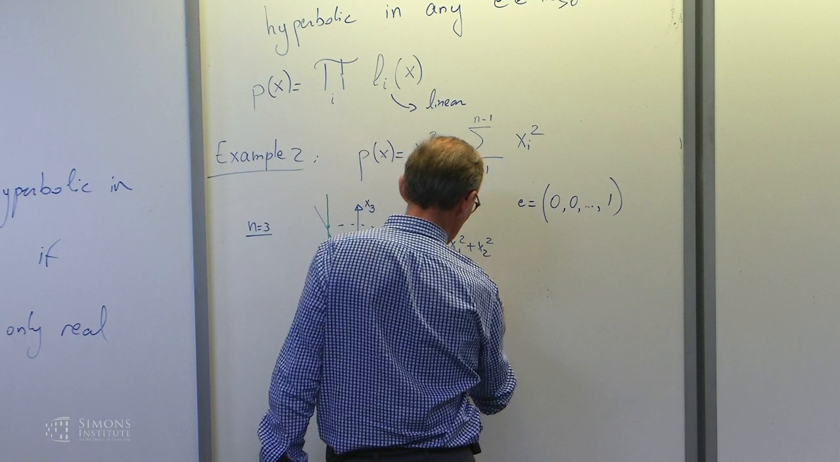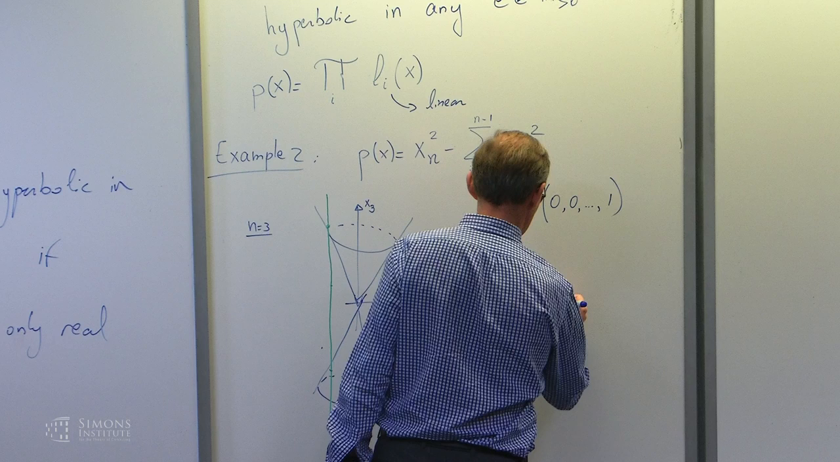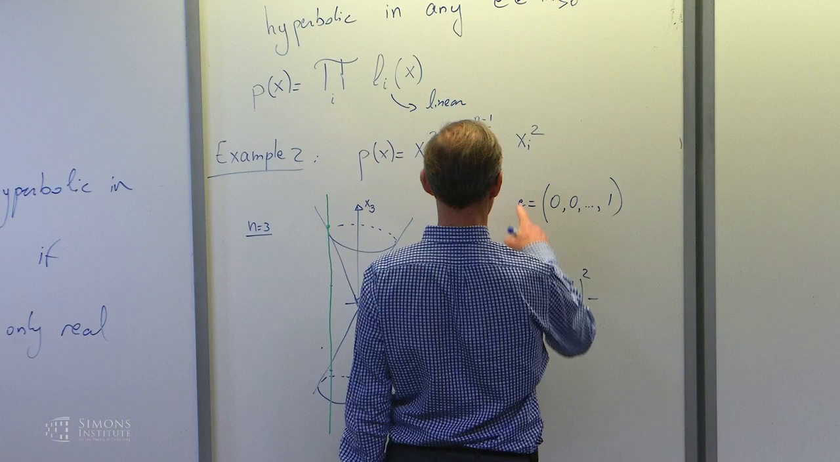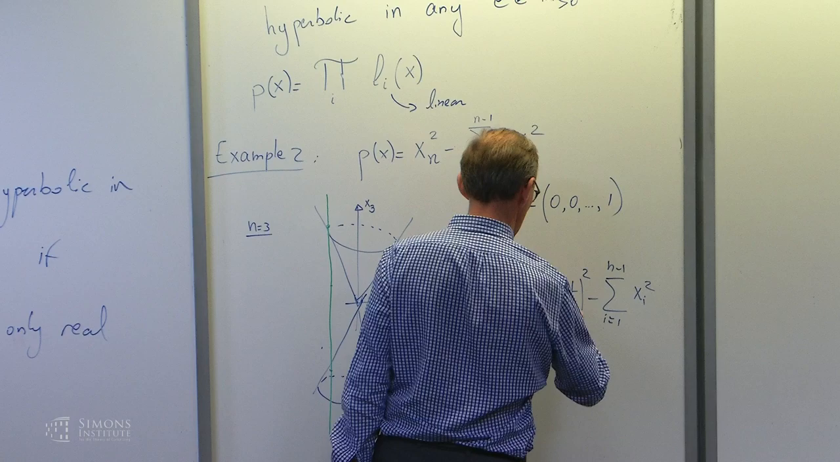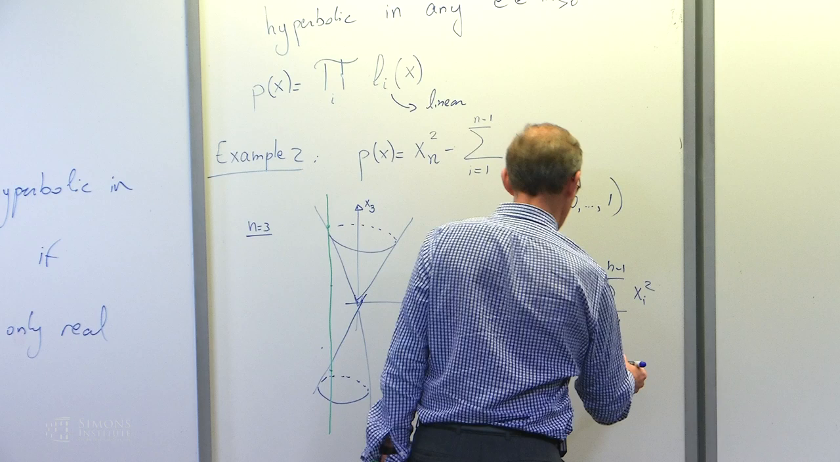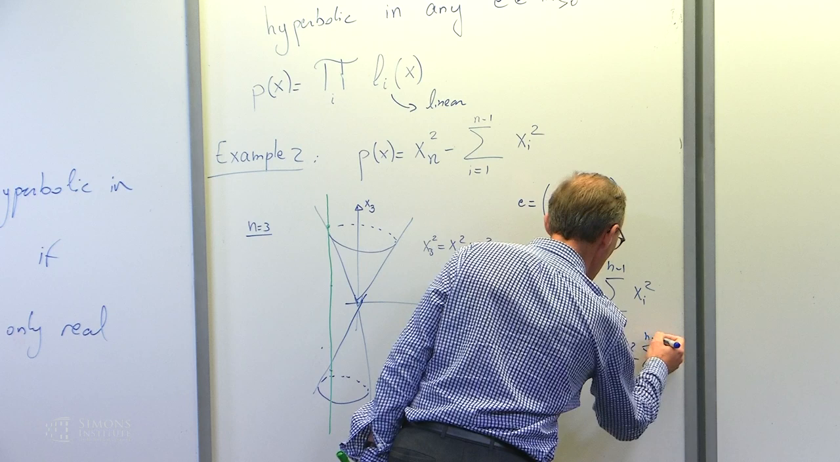So more generally, in n dimensions, that's also hyperbolic. Why is that? If I look at P of x minus te, I get that that's (xn minus t) squared minus the sum over i from 1 to n minus 1 of xi squared. So that's t squared minus twice xn t plus xn squared minus the sum over i up to n minus 1 of xi squared.